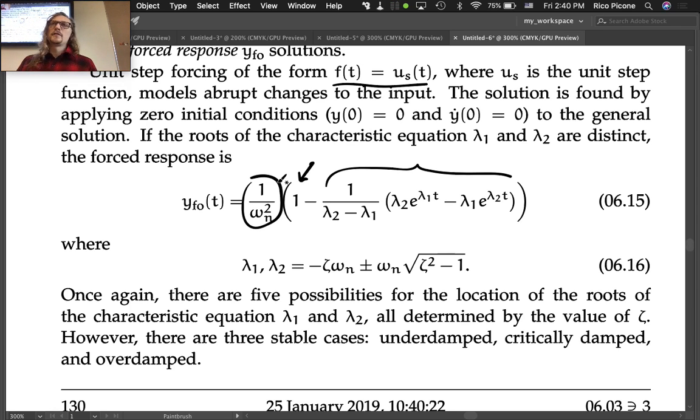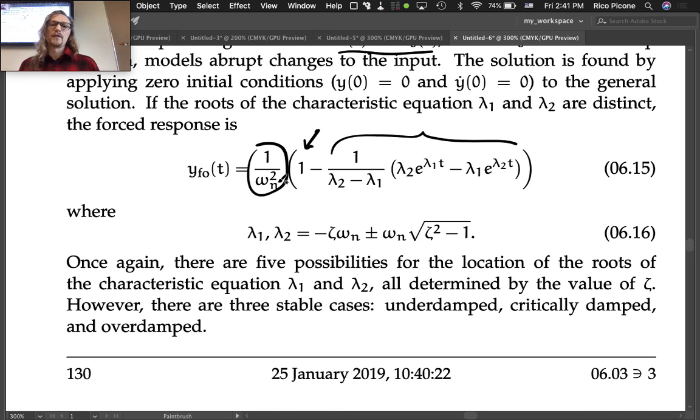So instead of starting off at some initial condition, decaying to 0, like the free response did, the step forced response is going to start off at 0 and decay to, if it's stable, a final value of 1 over omega n squared.